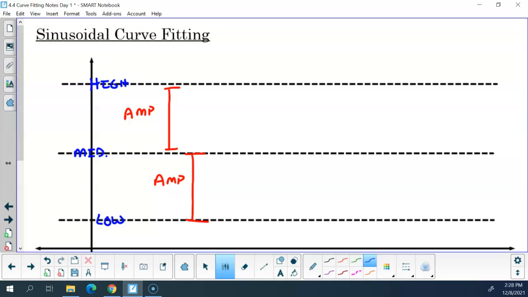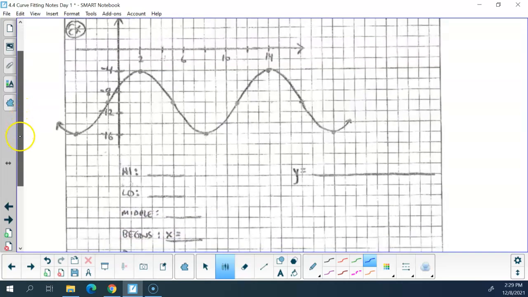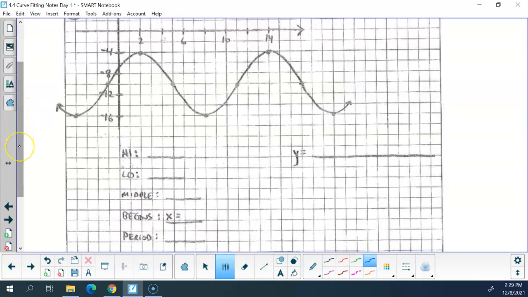Let's do this. So we're sitting here. It says find a sine curve for the graph, but we can also find a cosine curve for the graph because they're one and the same. It just depends on where we're starting. Okay? So the very first thing that I would identify here is what my high is and what my low is. Let's deal with the verticalness first.